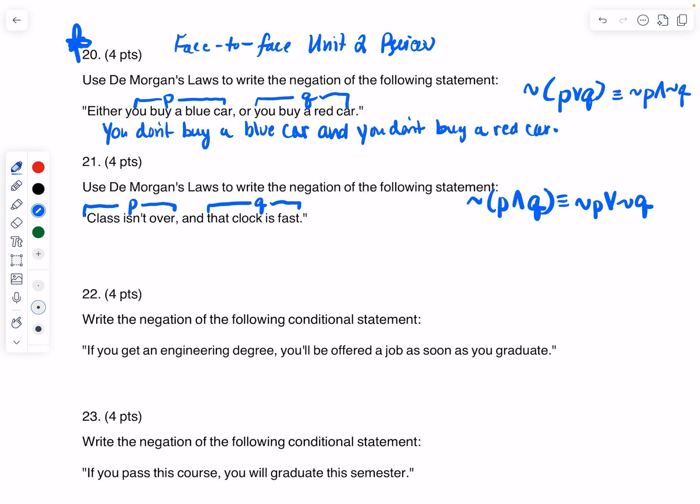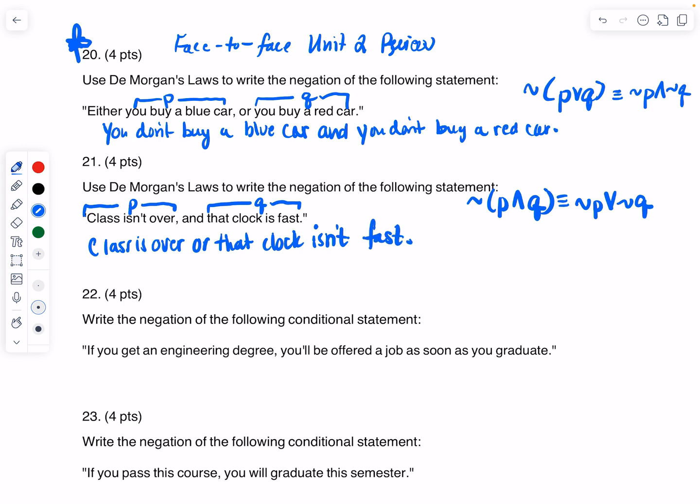So negation P is class is over, or, and now I need negation Q. The clock is not, or isn't, fast.